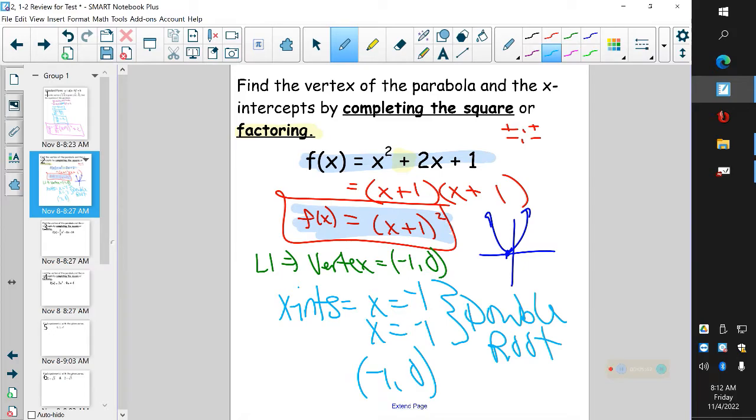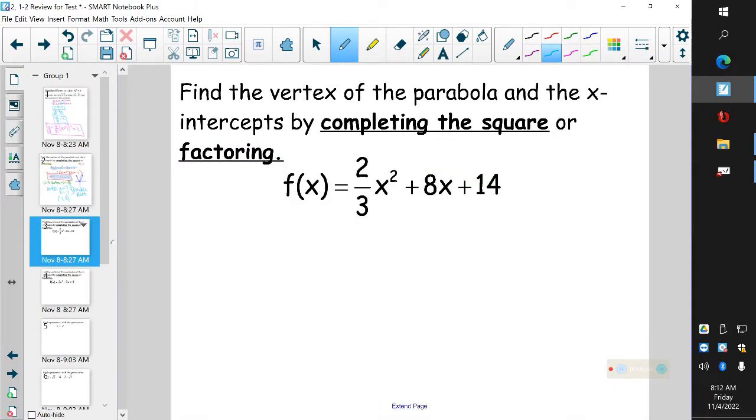I will have this on the test where you are able to factor instead of wasting your time by completing the square. Do we all understand that? You need to be cognizant of it, and you need to watch for it. Yes? Questions?